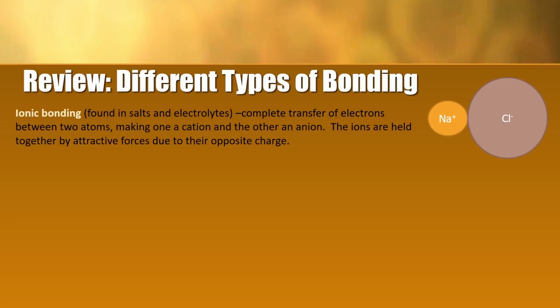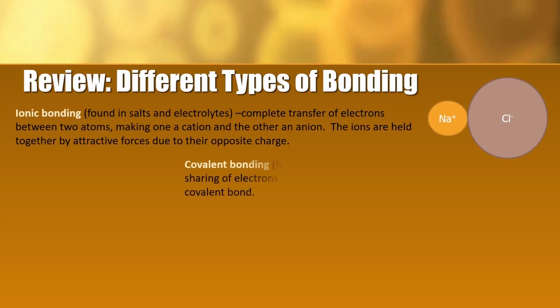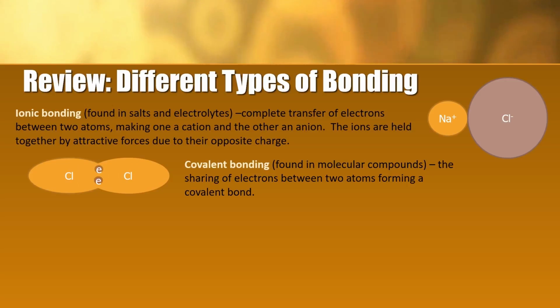In this bonding, there is a complete transfer of electrons between the two atoms, making one a cation and the other an anion. These ions are held together by attractive forces as a result of their opposite charge. Covalent bonding, found in molecular compounds, is the sharing of electrons between two atoms, thus forming a covalent bond. There are two other prominent types of bonding you'll find in chemistry too, but we won't concentrate too much on them. Nonetheless, you should know of them.